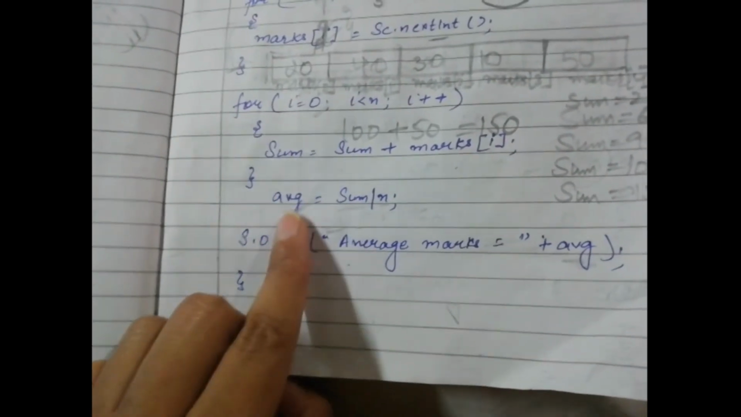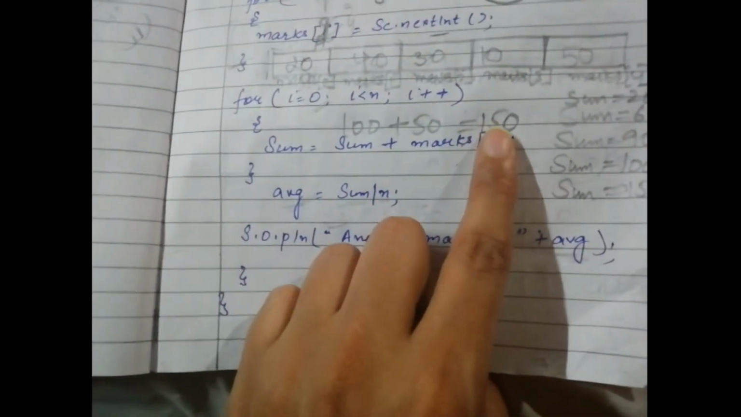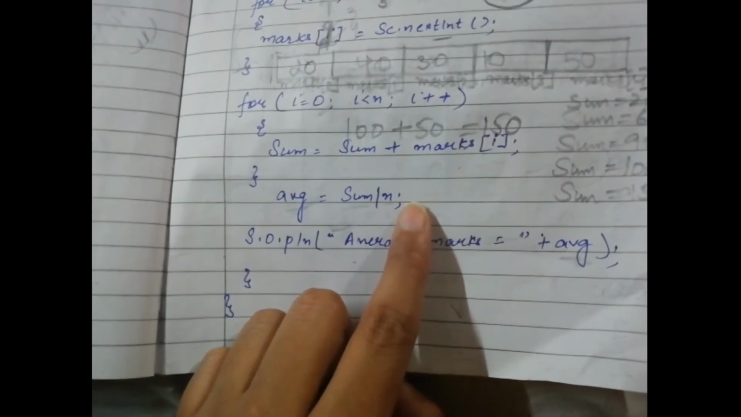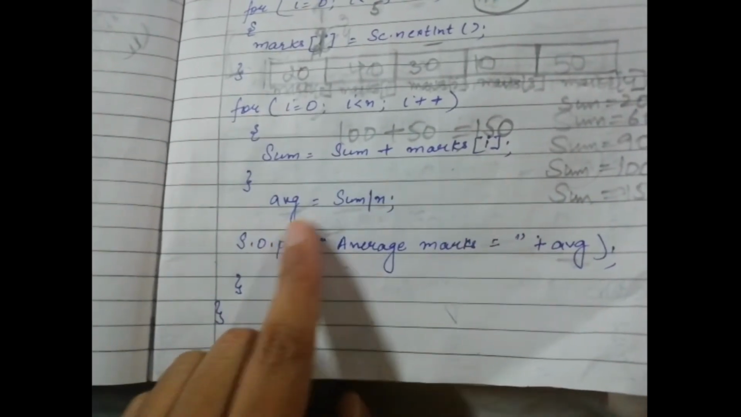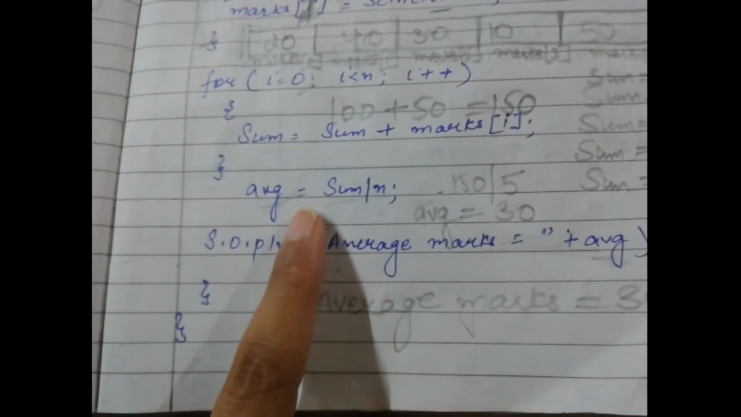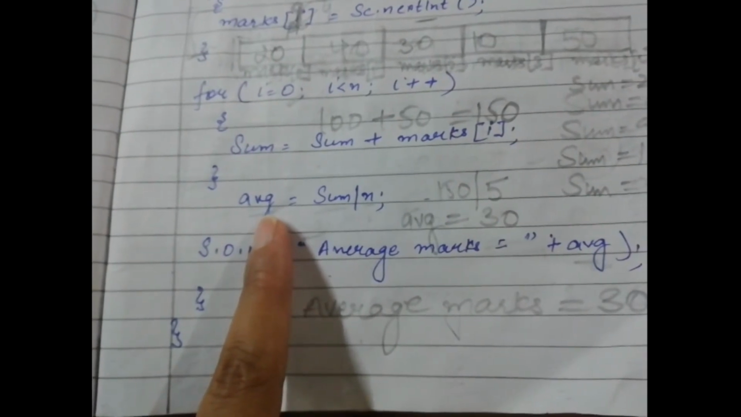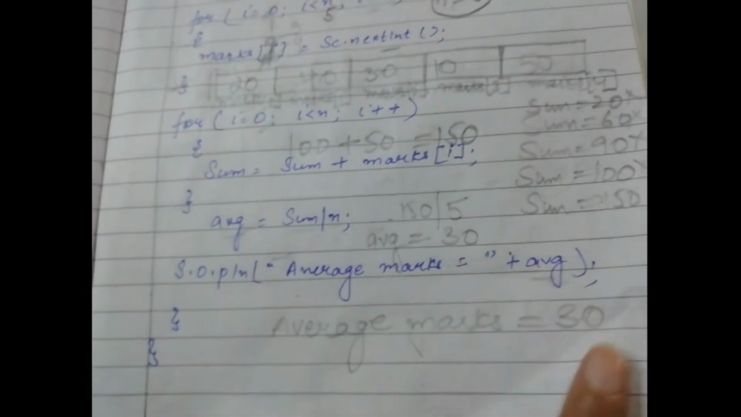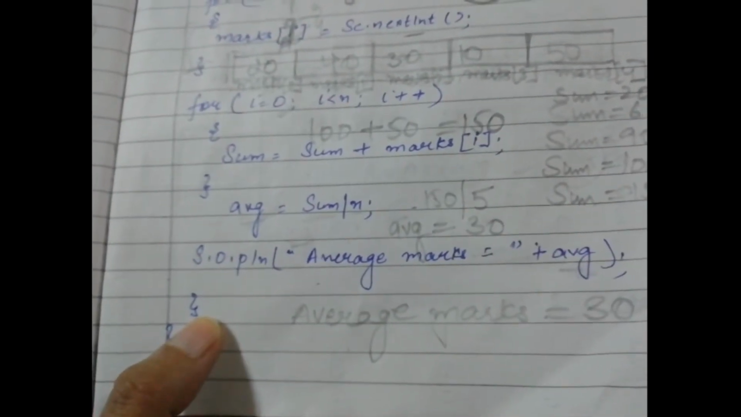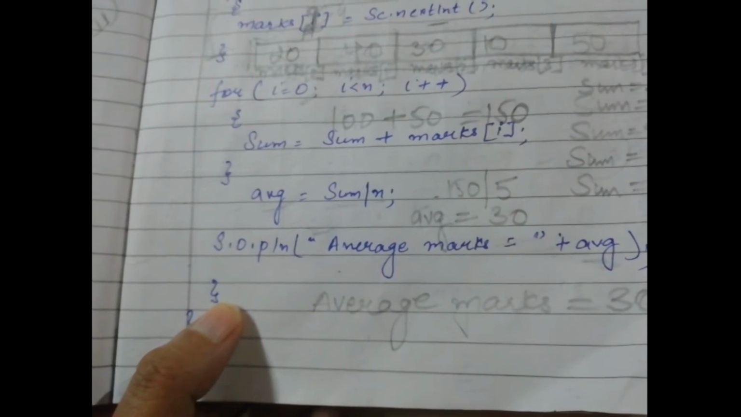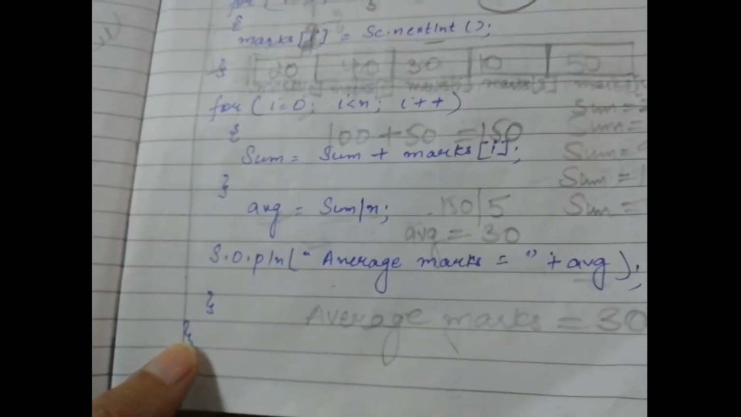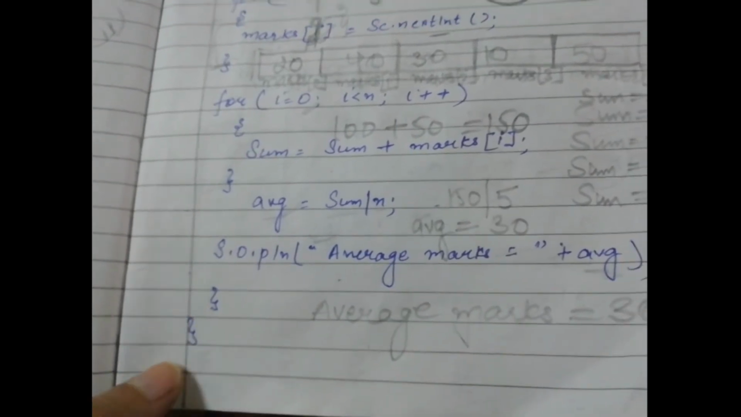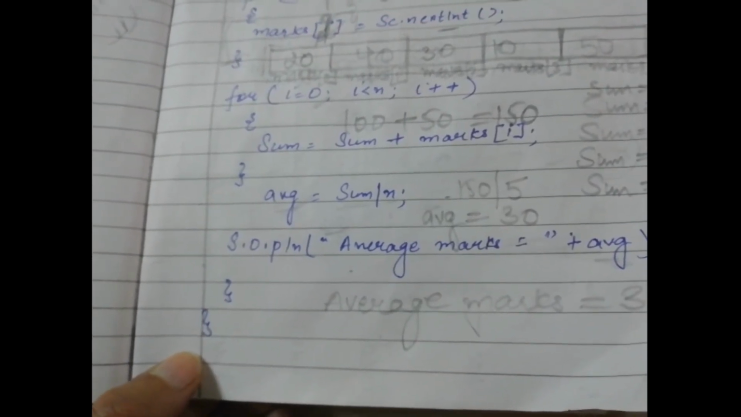Now you have to calculate the average. Sum is 150. What is the value of n? It's 5. Then the average will be 30. So at last we have calculated the value of average, and this is the print statement. Average marks equals 30. So this is the closing bracket of your loop, this is the closing bracket of your public static void main function, and this is the closing bracket of your class.